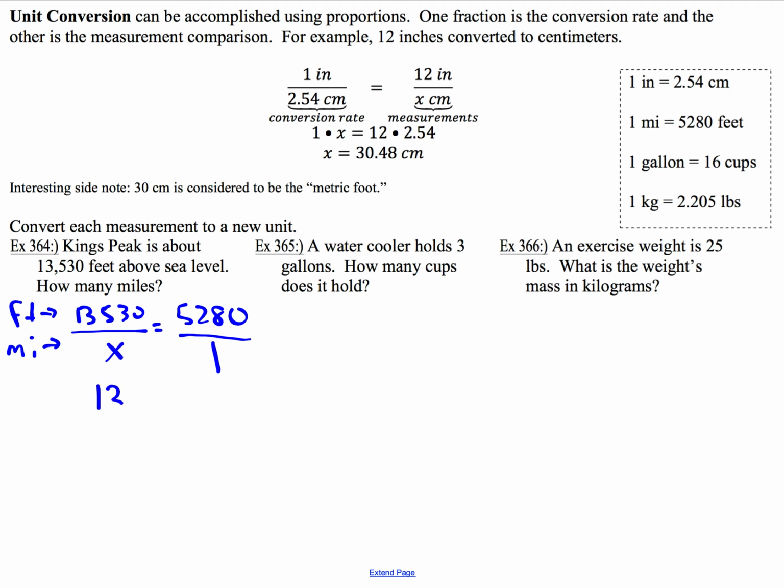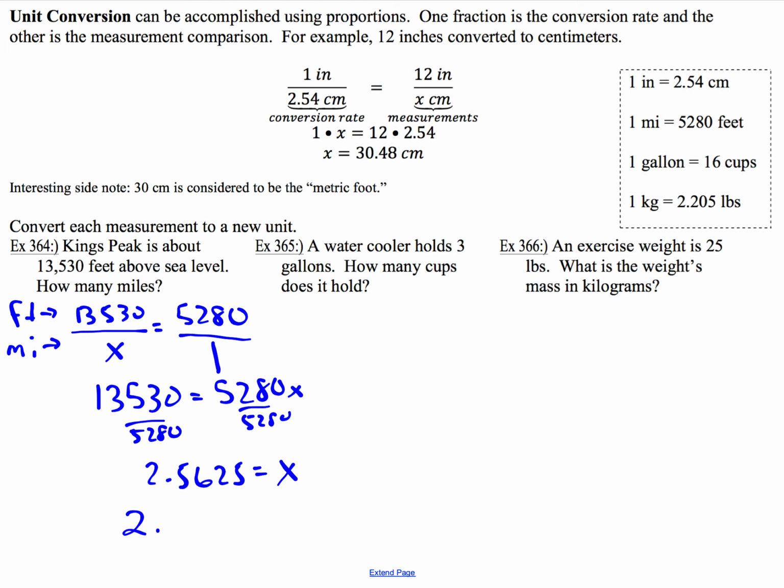Cross multiplying here will give me 13,530 equals 5,280x. If I divide both sides by 5,280, I'll get 13,530 divided by 5,280 is 2.5625, and that will equal x. It doesn't say specifically what to round to. Generally, we go maybe a couple decimal places here. This is 2.56 miles. That would be the height of Kings Peak above sea level.